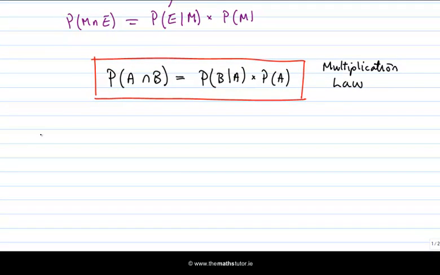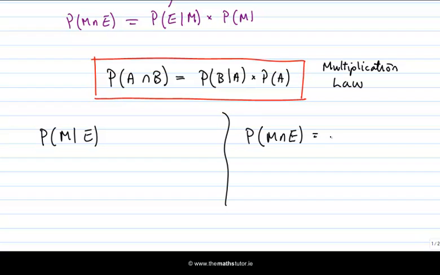So what do we want? We want the probability of M given E. Now, the multiplication law tells us that the probability of M intersection E is going to be the probability of M given E times the probability of E. So that's slightly different to the one that we used before. We've turned it around now. Up here, we had the probability of E given M, but we can equally interchange the roles of M and E, and use it this way.